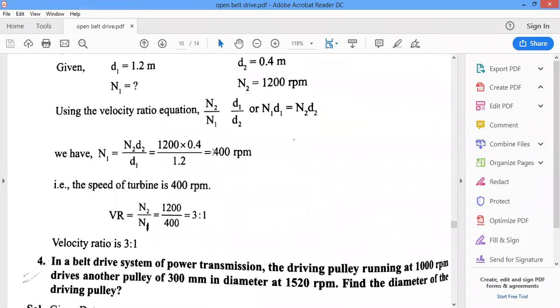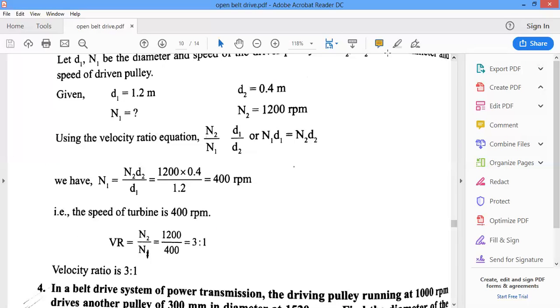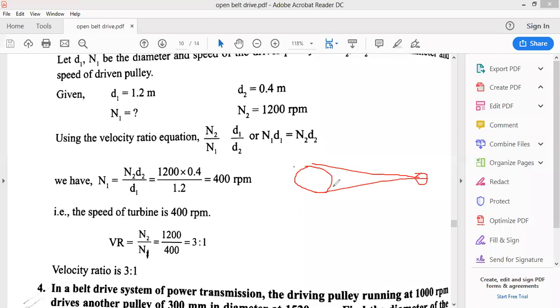What they've asked is the velocity ratio. They want the ratio. As I've just shown you, if we have two pulleys and this one rotates one time, how many times is the other going to rotate? What is the ratio of these two pulleys is what they are asking. So we need N2 by N1 as the velocity ratio formula.